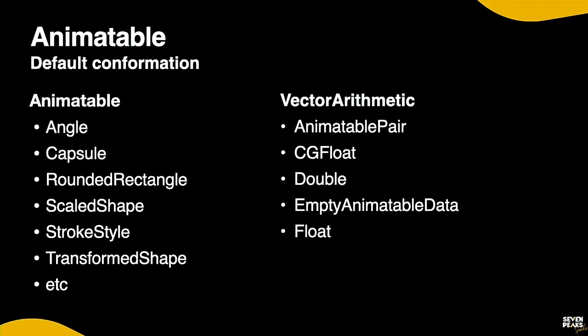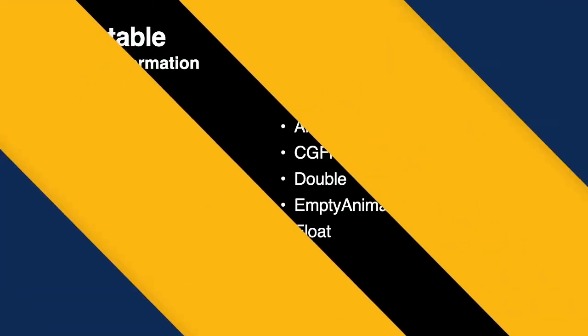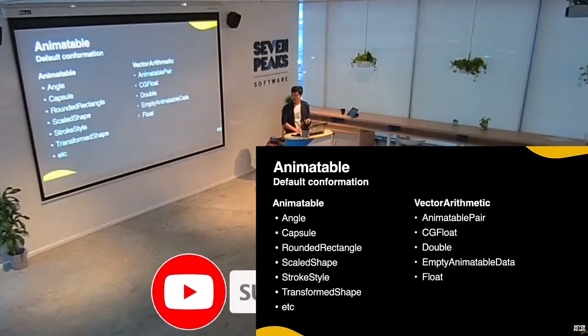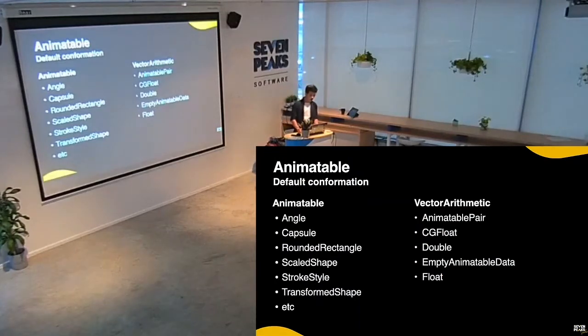And from SwiftUI, it will support many built-in, ready-to-use conformances. For animatable data, we have a few listed on the screen, like angle, capsule, or rounded rectangle, or stroke style, etc. For vector arithmetic, we have CGFloat, double, float, or animatable pair. We also have empty animatable data. It means it's nothing. It's a fallback for any animatable type. It contains nothing.